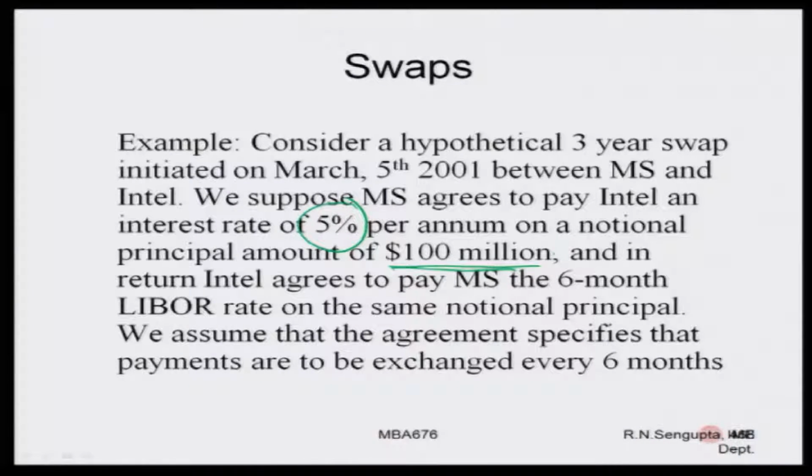We assume that the agreement specifies that the payments are to be exchanged every 6 months onward. So, basically this is a 3-year swap. In this 6-month period, it will basically be paid after 6 months, after 1 year, after 1.5 years, after 2 years, after 2.5 years, and 3 years, and that will end the overall contract for the swap.